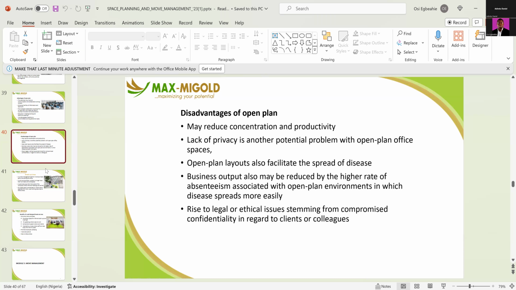Business output also may be reduced by the high rate of absenteeism because of sicknesses, and also risks arise from legal and ethical issues stemming from compromising confidentiality in regards to clients and colleagues. Where you have open offices, it means that there's no confidentiality in terms of handling issues and cases.